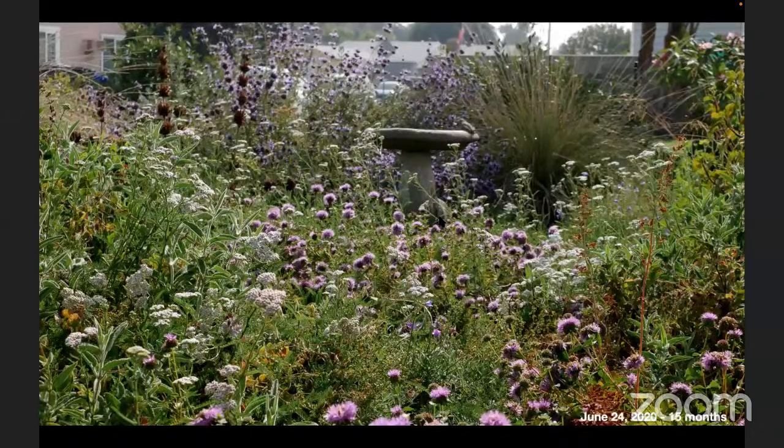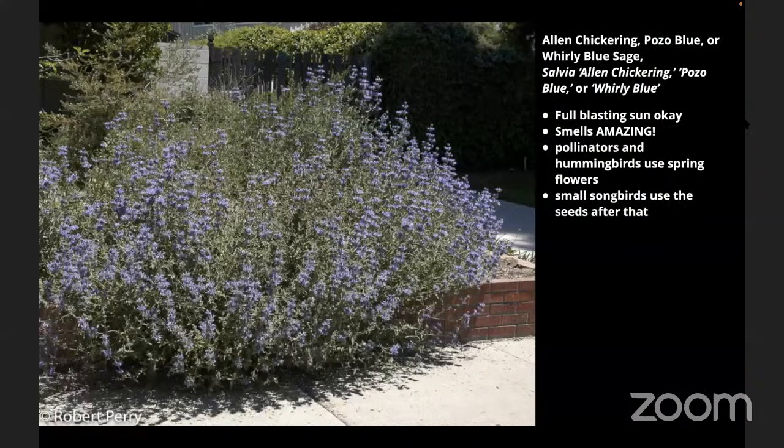And things change throughout the seasons. So one of my favorite, if you have room for it, medium-sized shrub, medium in height, can get quite wide, is a series of hybrids of native sages, which are all very, very similar, almost impossible to tell apart. That would be Allen Chickering sage, Pozo blue sage, or Whirly blue sage. I will use the exact same plant for the exact same purpose in the garden, just depends on which one the nursery has when I'm looking for it. They are for all intents and purposes, pretty much identical.